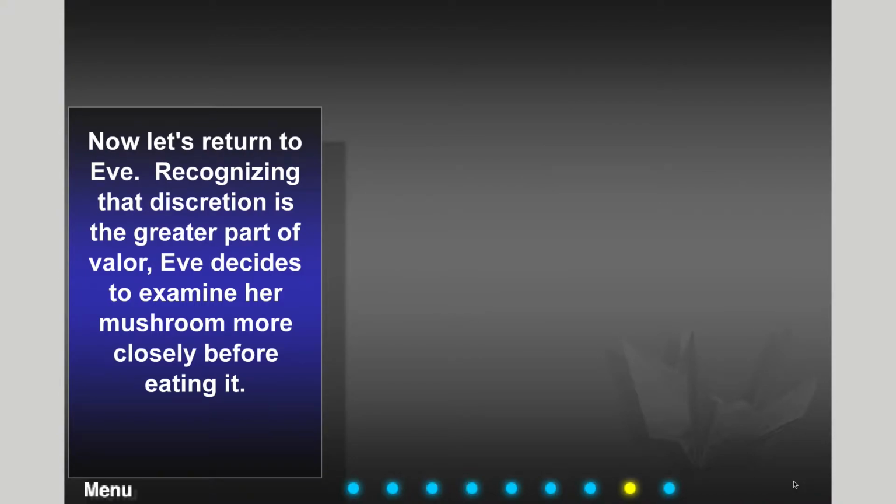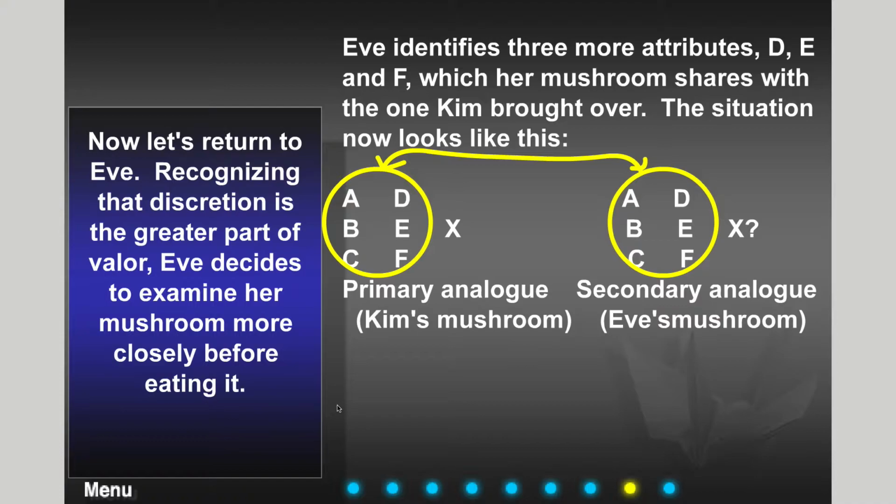So now let's return to Eve, recognizing that discretion is the greater part of valor. Eve decides to examine her mushroom more closely before eating it. So she comes up with more attributes, D, E, and F, which her mushroom shares with the one Kim has brought over. The situation now looks like this. So now there are 6 similarities and X remains. She has these 6 similarities and so it's psychedelic.